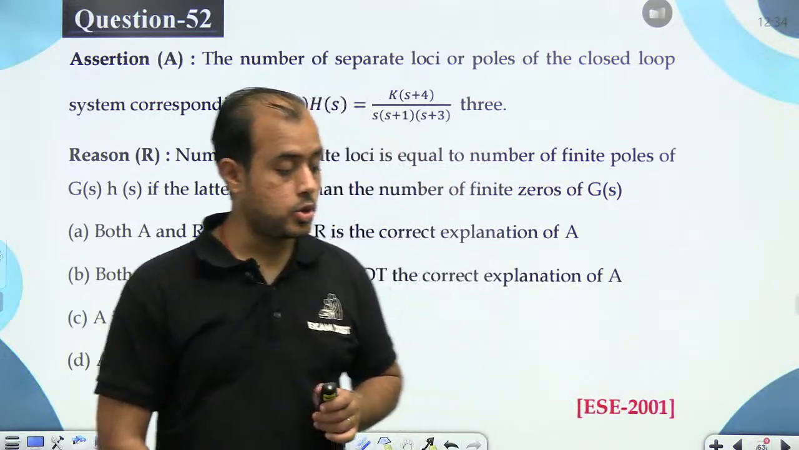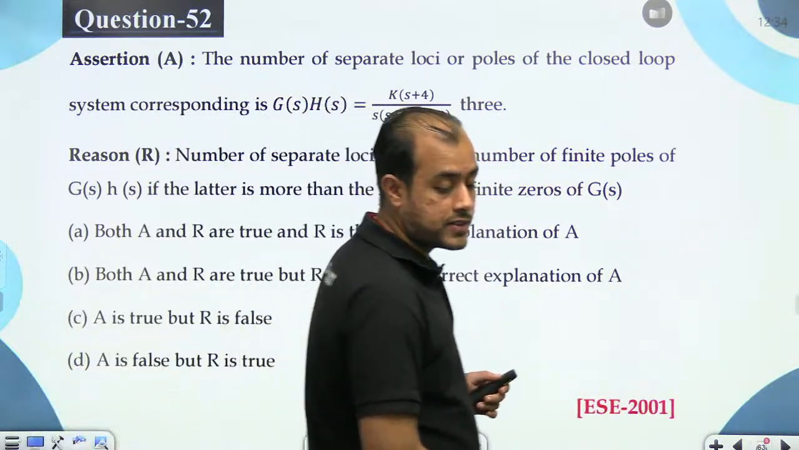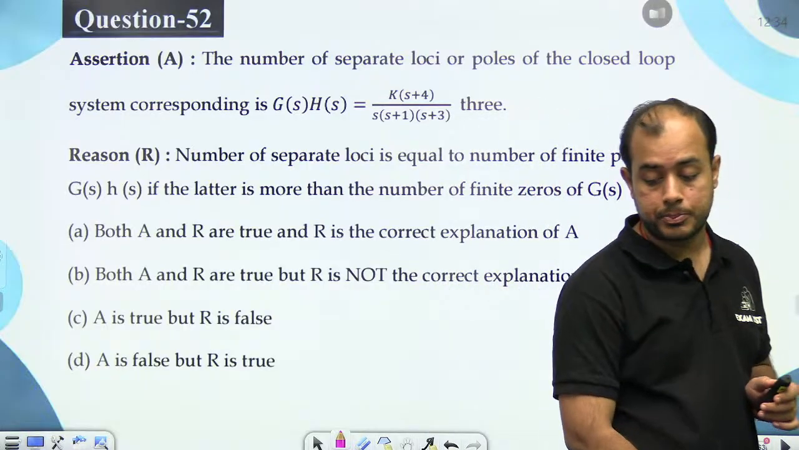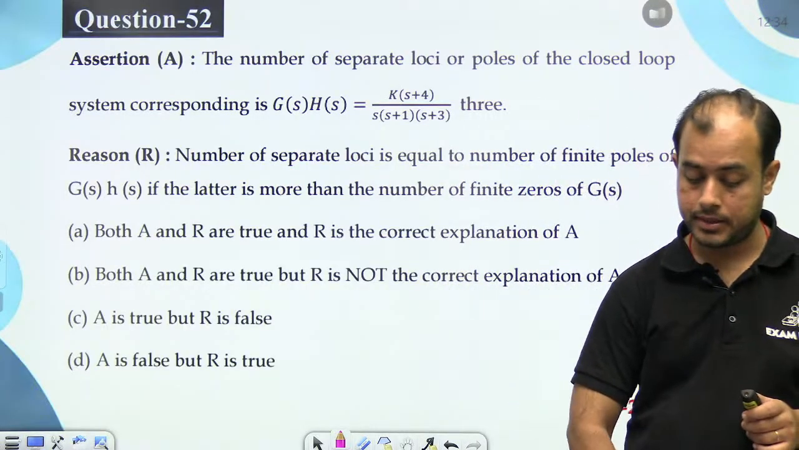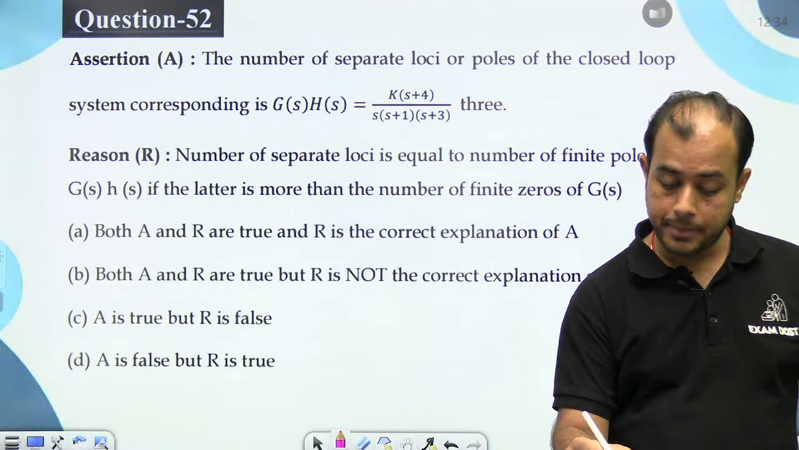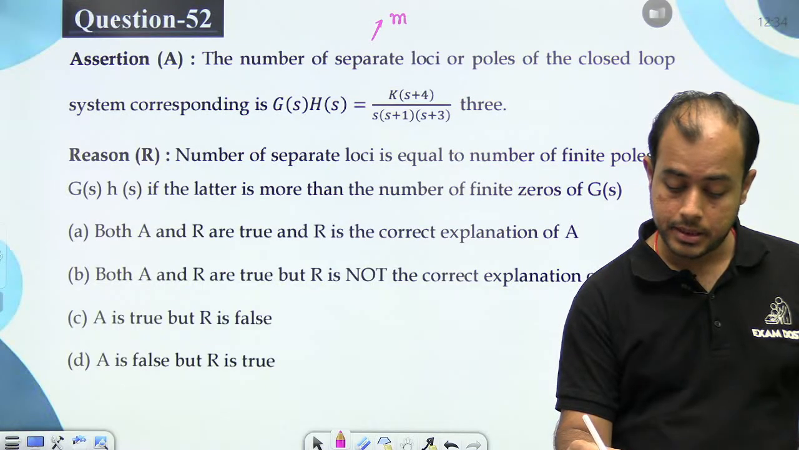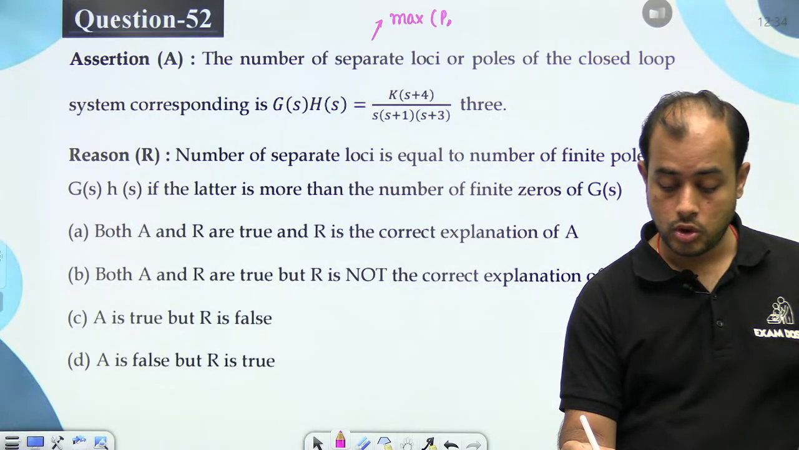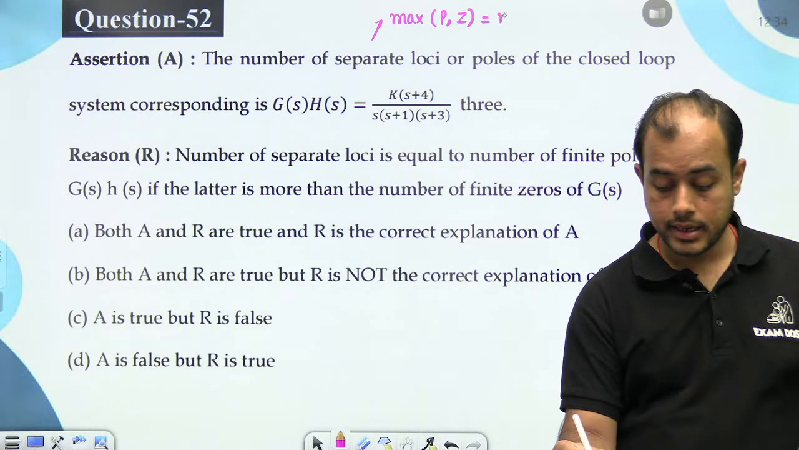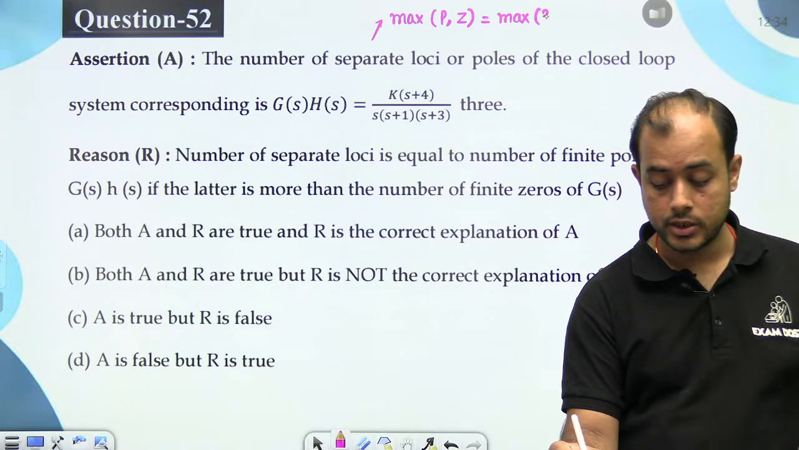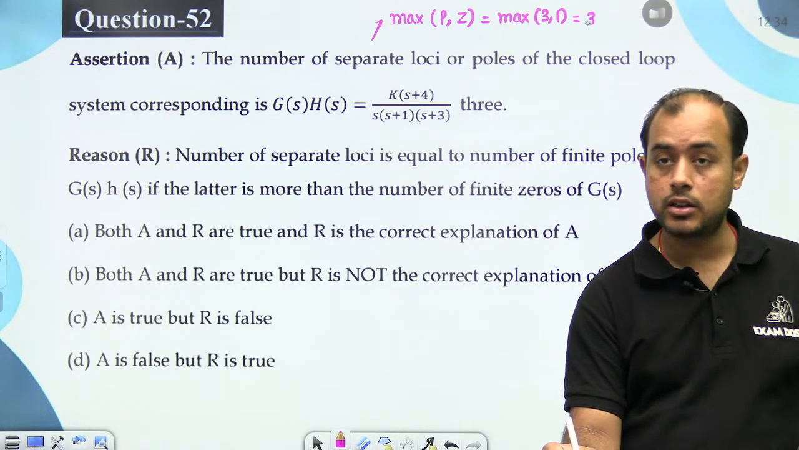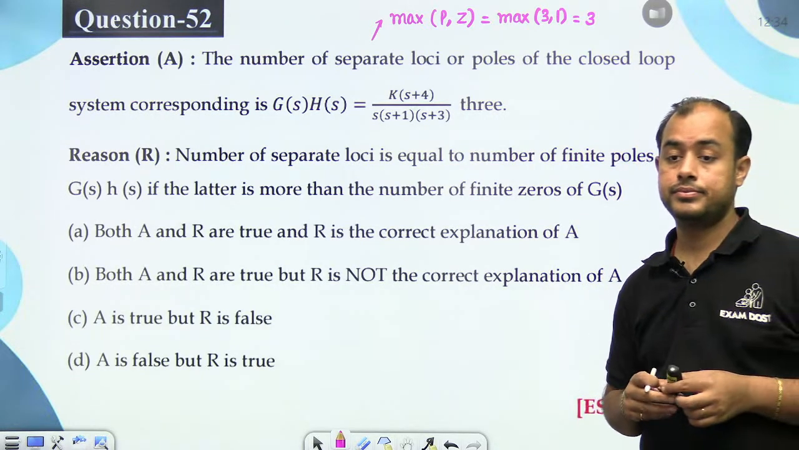चलिए नाउ वी कम टू रूट लोकस. द नंबर ऑफ सेपरेट लोकाई और पोल ऑफ द क्लोज लूप सिस्टम is 3. Separate loci is maximum of pole, 0. There are 3 poles and 1 zeros. So separate root loci is 3.